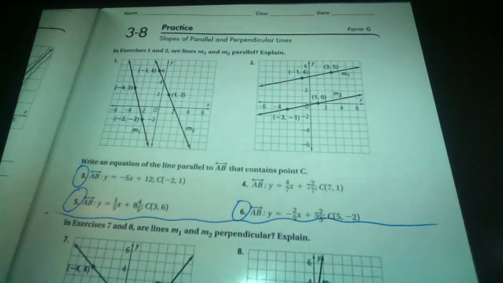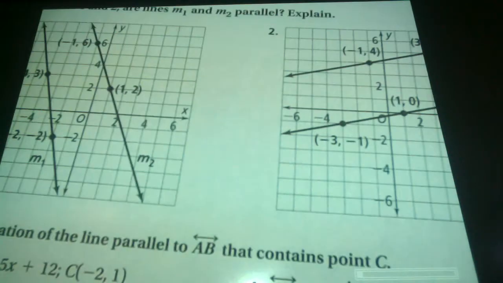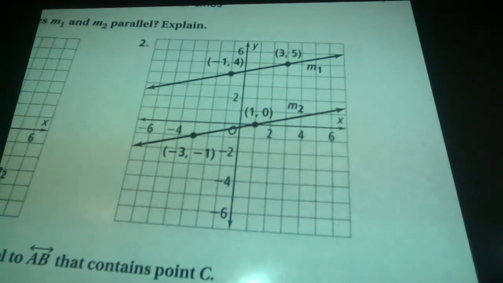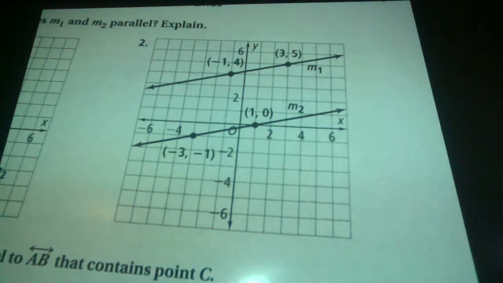All right, so let's look at questions 1 and 2 first and foremost. I'm going to start with 2. This is page 87 in your workbook, practice 3. You cannot just look at this and say, oh yeah, they're parallel. You have to prove it. So what I want to see from you is stair-stepping on your line.